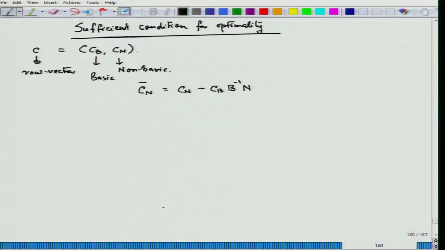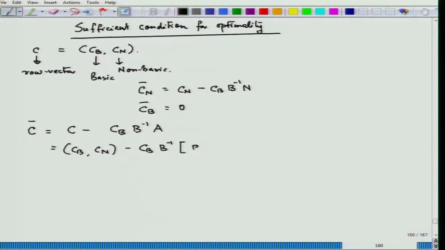Now you might ask me, what about C bar B? So, the total reduced cost coefficient is 0 actually. How? Because you see, I can write my total reduced cost coefficient as C minus CB B inverse A. So, this can be written as CB CN minus CB B inverse A divided into B and N. So, this can again be done through simple matrix manipulations. So, this will be a vector which consists of CB B inverse B, CB B inverse N. So, CB B inverse B is identity matrix.